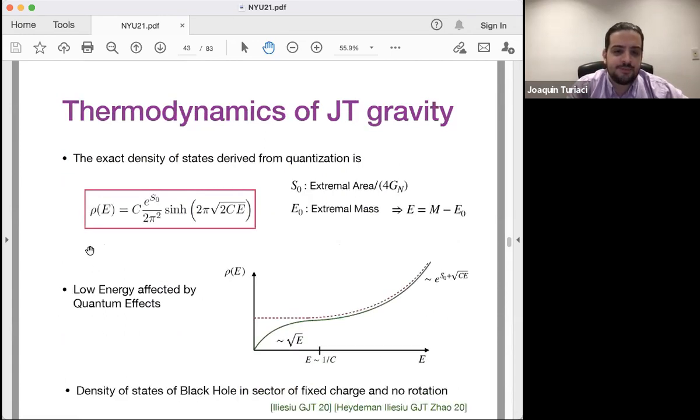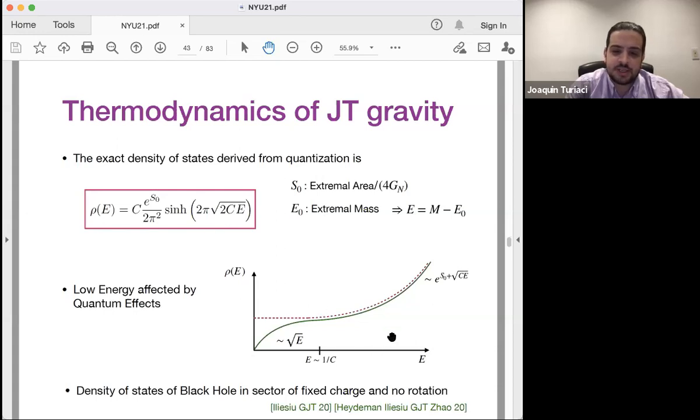Okay, so first, the density of states, which you can compute exactly. A nice calculation is by Stanford and Witten. Now, the precise formula is not super important, but there are two important features. First, it is proportional to e to the S naught. This e to the S naught is what gives you the large area contribution to the entropy. It depends on E, where E is the mass above the extremal mass. Hopefully that's not too confusing. And it depends on this parameter C, that is the heat capacity.